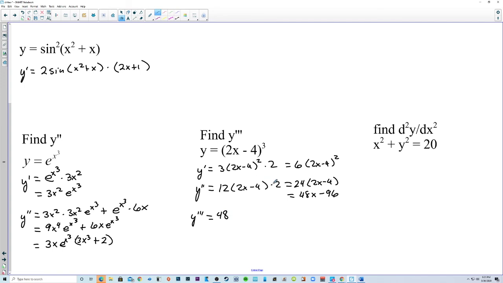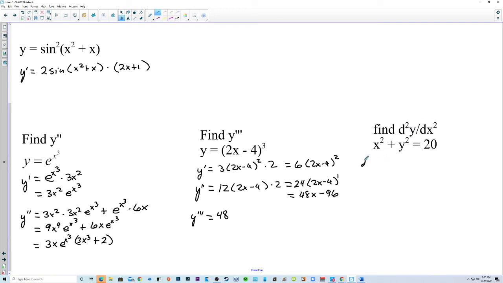Another way to look at it is you have this 24 and then this to the first power. So 1 times 24 is 24. Reduce this power by 1, that'll be 0. And then multiply times the derivative of the inside, which would be 2. That'll still get you 48.